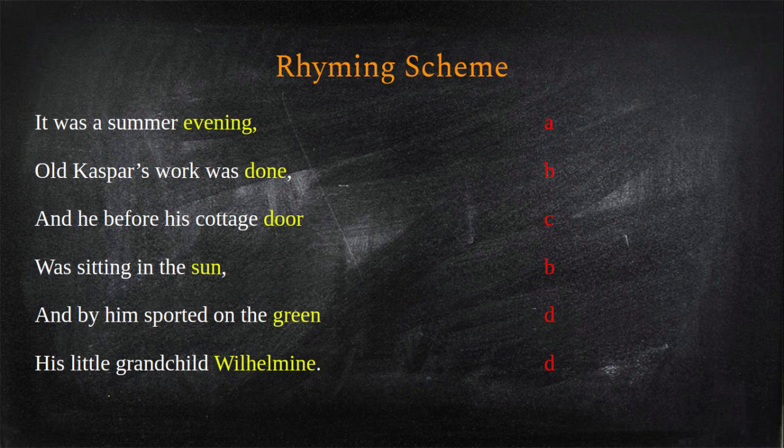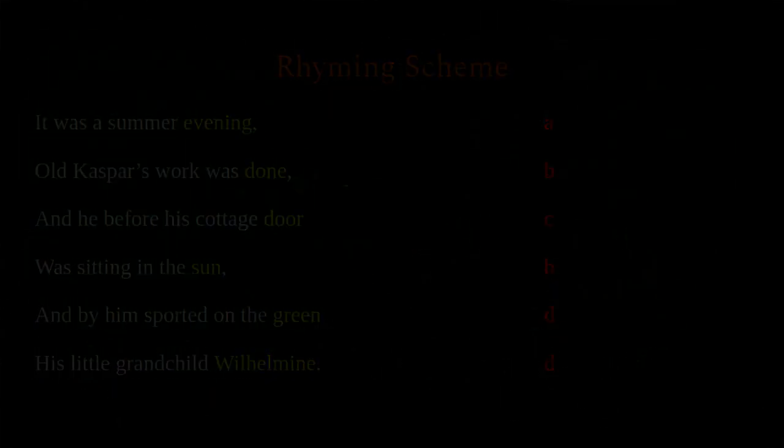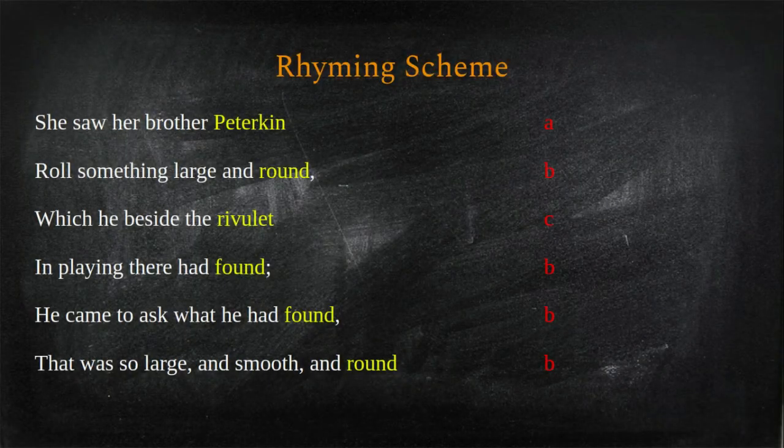The rhyming scheme of this poem is A, B, C, B, D, D, except for the second stanza of this poem. In the second stanza, the rhyming scheme is different. In the second stanza, the first four lines have the same pattern A, B, C, B, but in the last two lines, the last words are found and round. Found rhymes with found, that is already in the fourth line.